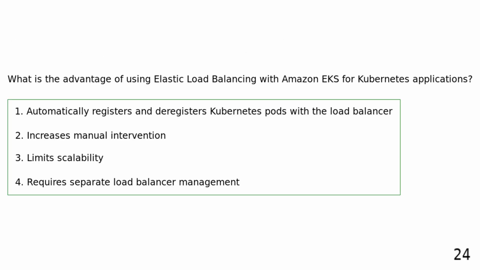What is the advantage of using elastic load balancing with Amazon EKS for Kubernetes applications? Automatically registers and deregisters Kubernetes pods with the load balancer. Increases manual intervention. Limits scalability. Requires separate load balancer management.